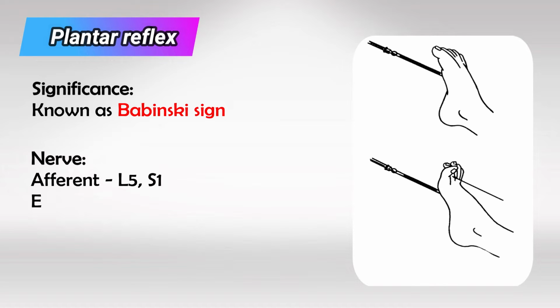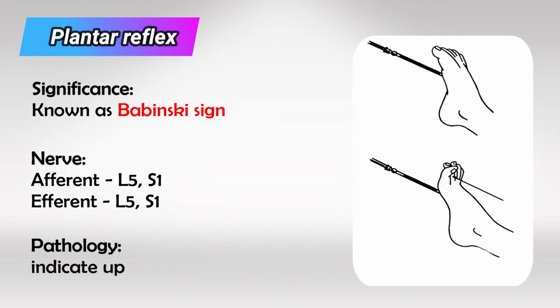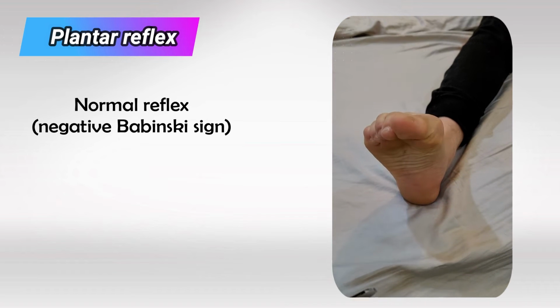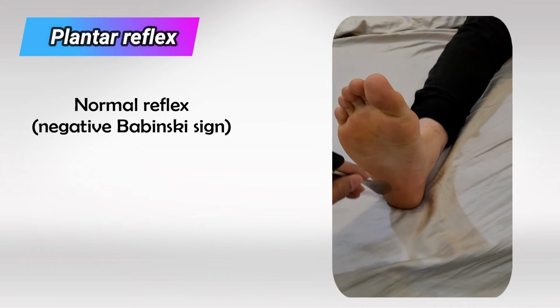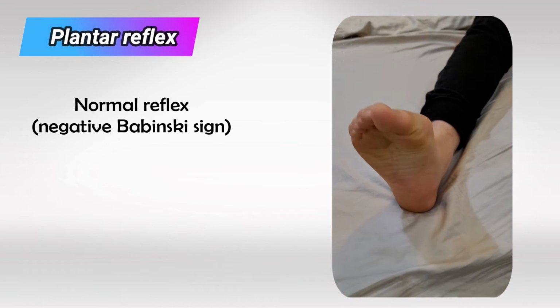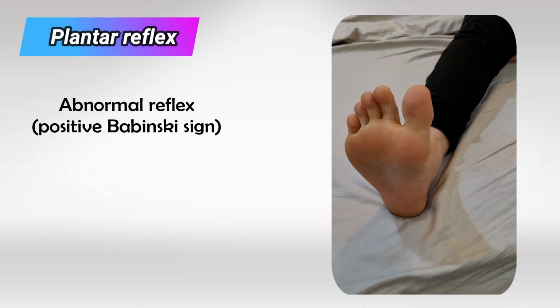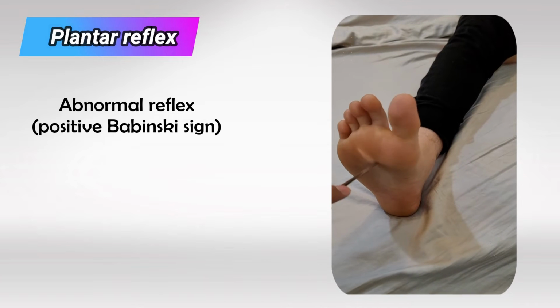The nerve responsible for sending the signal to the spinal cord is the L5 and S1 nerve, and the efferent nerve, the one coming back, is also L5 and S1. Like we said, plantar reflexes are important for the function of upper motor neurons. This is the normal plantar reflex. As you can see, there is toes flexion. And this is a positive Babinski sign, where the toes extend instead of flex.